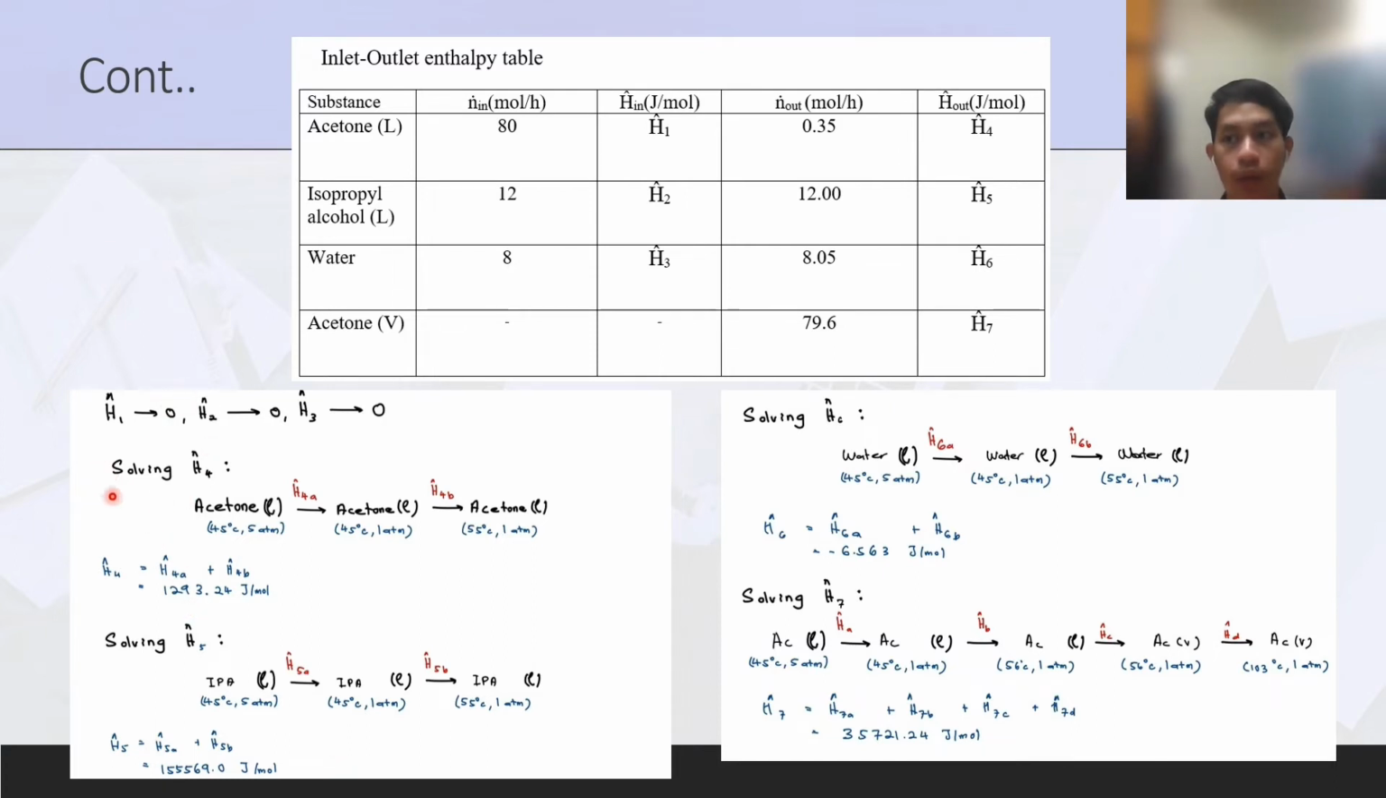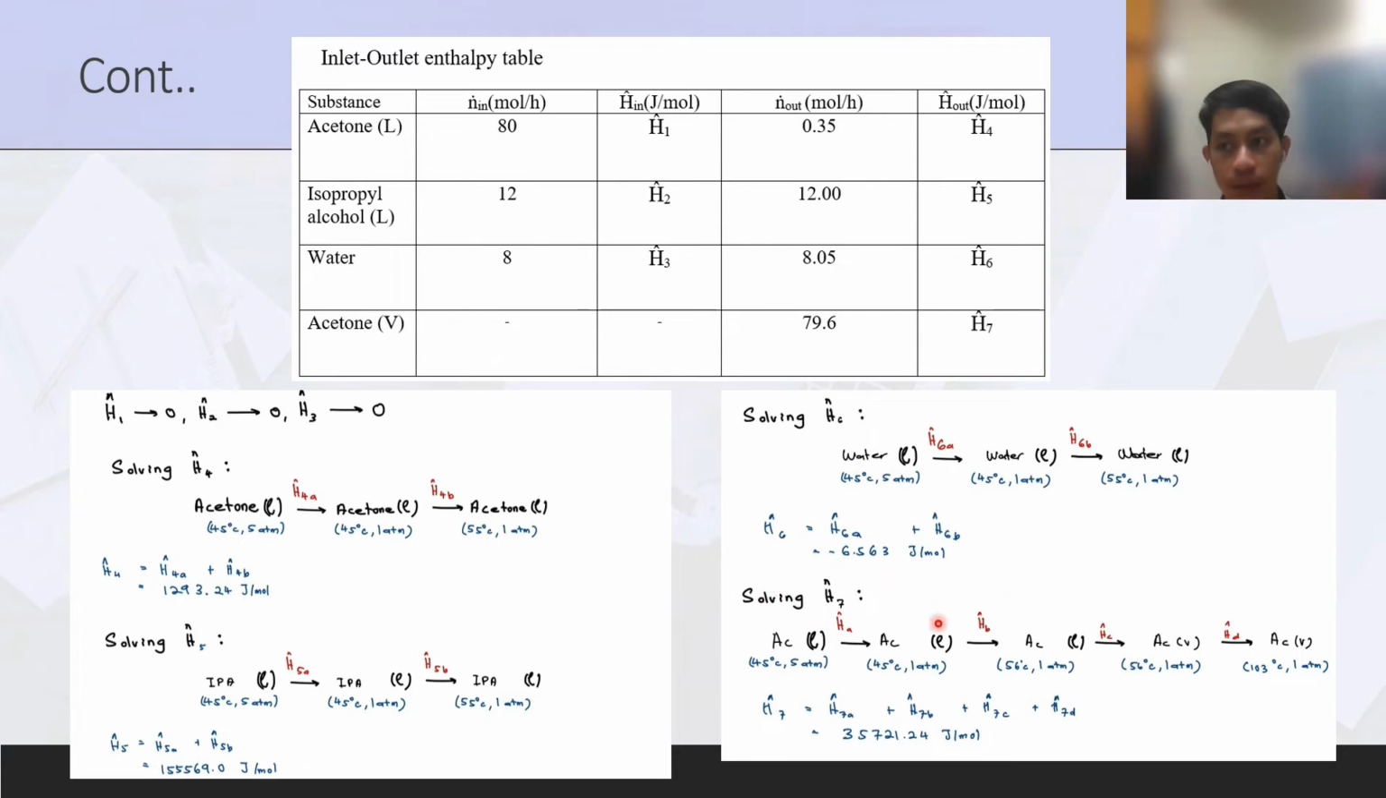In finding H4, we need to find the summation of the heat in the change of pressure from 5 atm to 1 atm, and the heat in the change of temperature of liquid acetone from 45 degrees Celsius to 55 degrees Celsius. Then, in solving H5, we need to find the summation of heat in the change of pressure of liquid isopropyl alcohol from 5 atm to 1 atm, and the heat in the change of temperature from 45 to 55 degrees Celsius. Next, in finding H6, we need to find the summation of the heat in the change of pressure of liquid water from 5 atm to 1 atm, and the heat in the change of temperature from 45 degrees to 55 degrees Celsius.